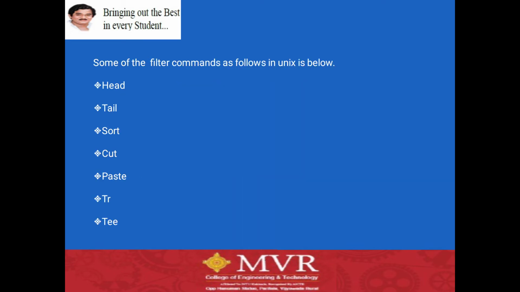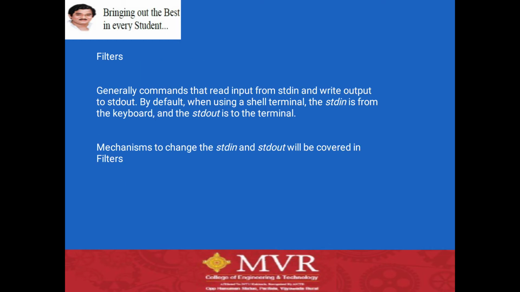Okay, then we will move further to the filters. So grep is also a filter, remember that, but these are the important filters we need to discuss. The filters are head, tail, sort, cut, paste, tr and tee. These are all called filter commands in Unix, including grep. Because grep is very important, we have discussed it separately, but these are all called filter commands in Unix. Okay, we will discuss one by one. Let us see what is a filter.